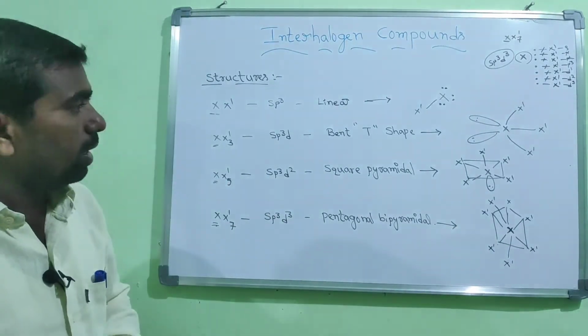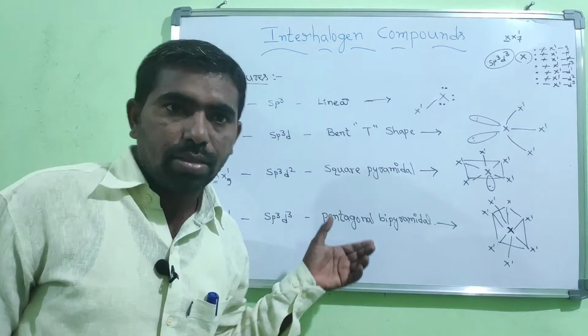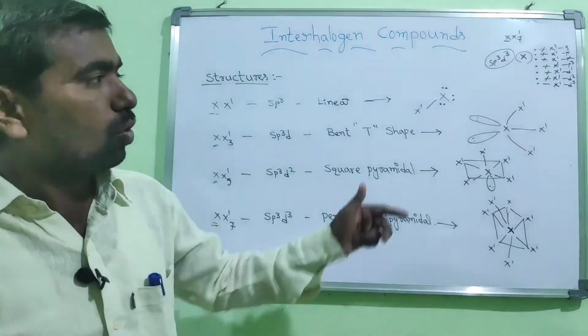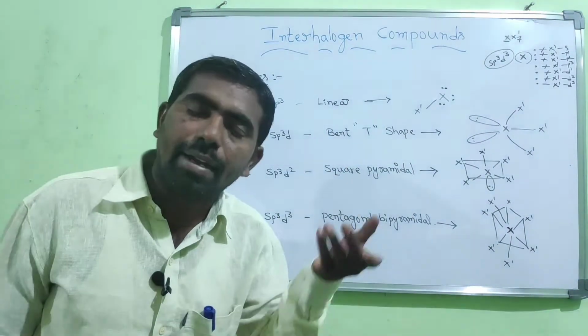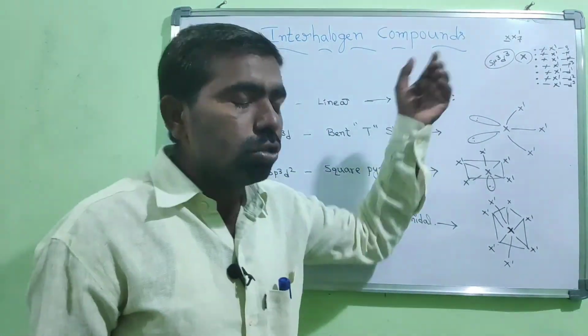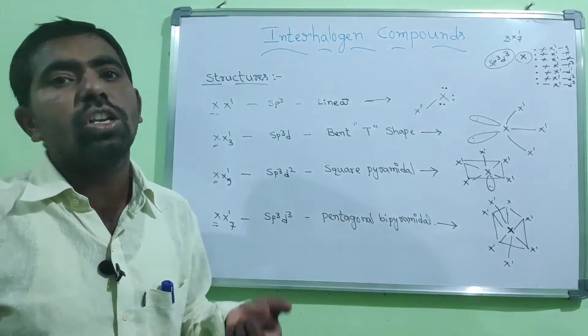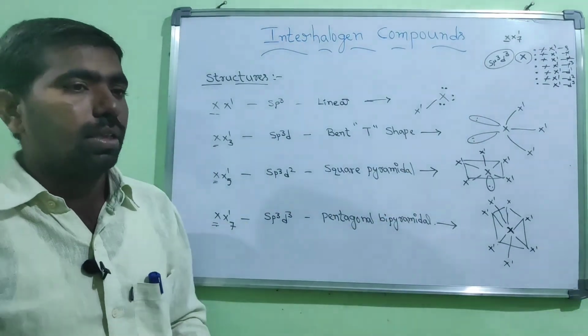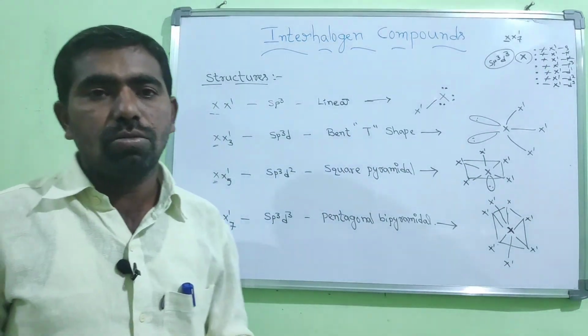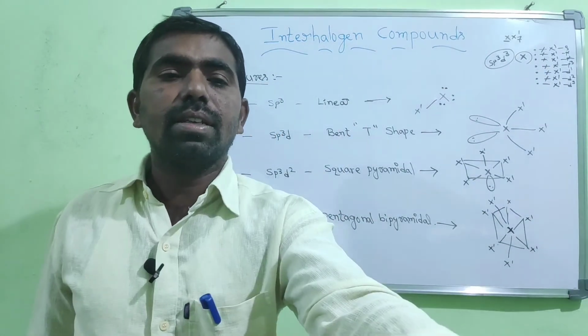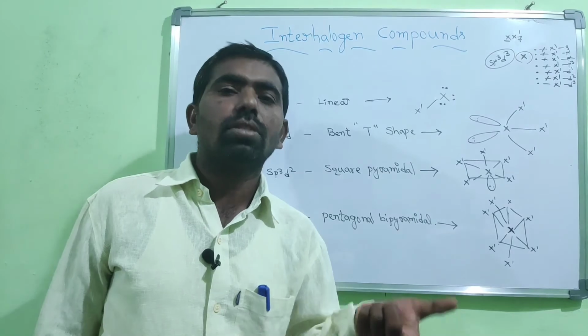So this is about the hybridizations and their structures. This is an easy method to explain the structures and hybridizations, and it is very useful in our entrance examinations. This is brief and complete information about the interhalogen compounds. In the next class, I will discuss the next topic.